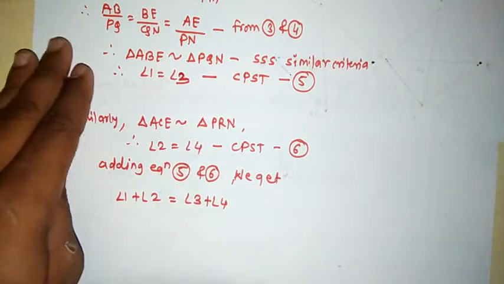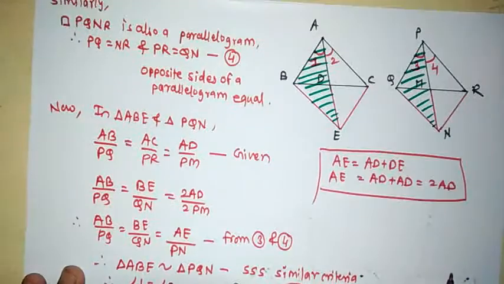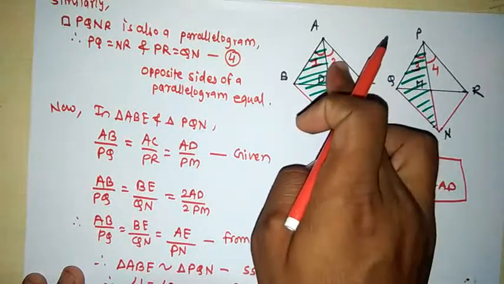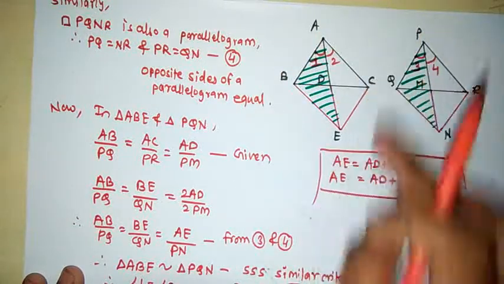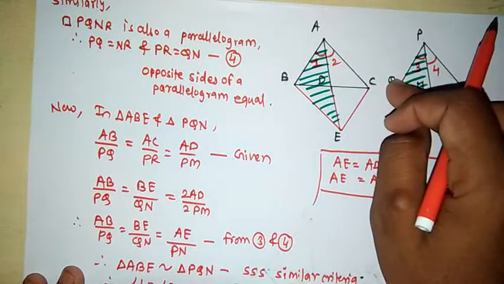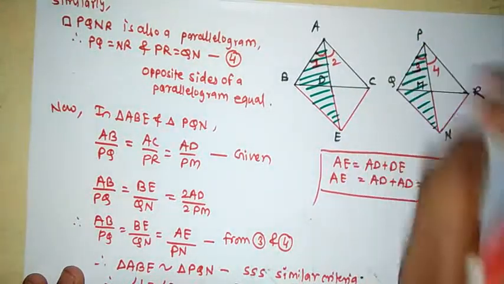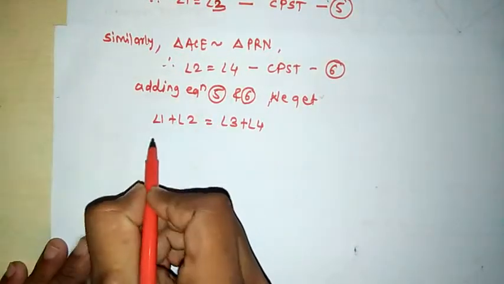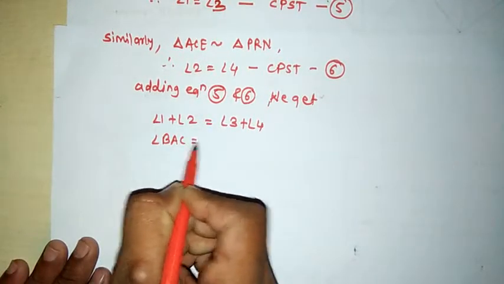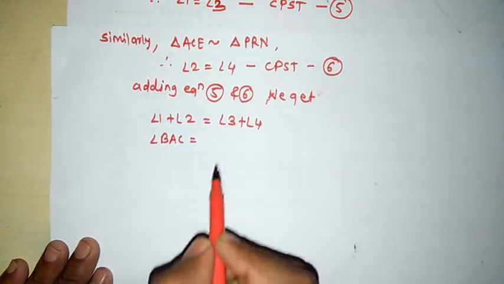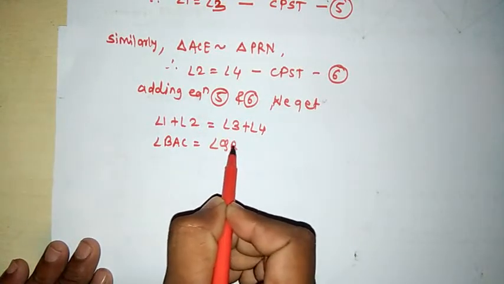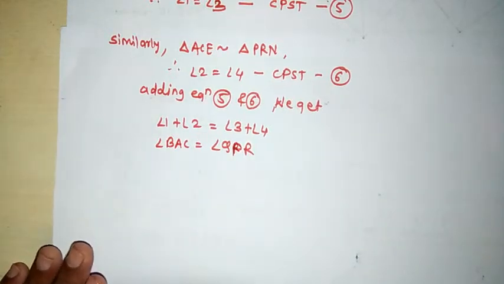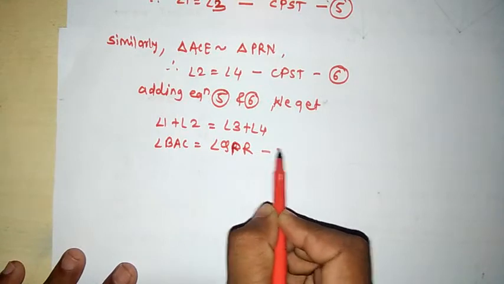Now see the figure. Angle 1 plus angle 2, can I write angle BAC? And angle 3 plus angle 4 is equal to angle QPR. So angle 1 plus angle 2 is equal to angle BAC, and angle 3 plus angle 4 is equal to angle QPR. We got this. Mark it as equation number 7.